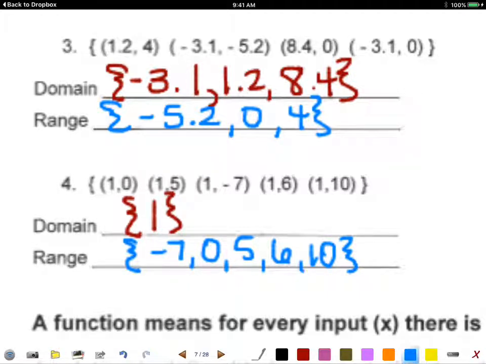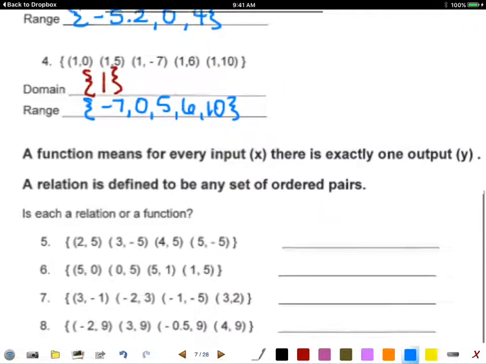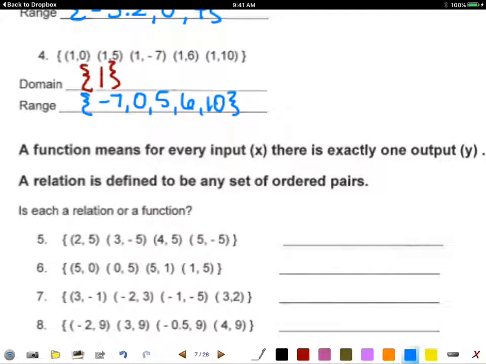Okay, so what have we learned so far? We have learned that the domain refers to the x values, the range refers to the y values, and that we can list our domain and list our range, and when we do, Ms. Wilson prefers that it's in order least to greatest and without repeating. Next is determining if a graph or a set of ordered pairs is a function or not.